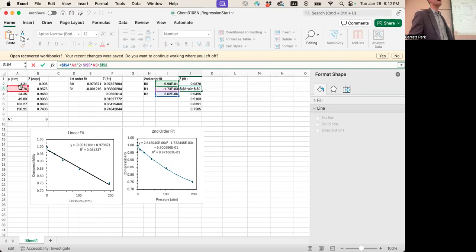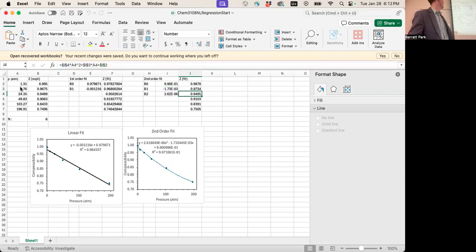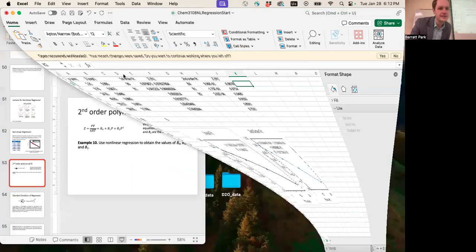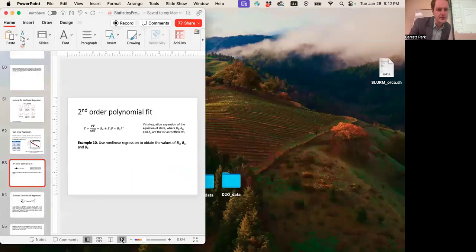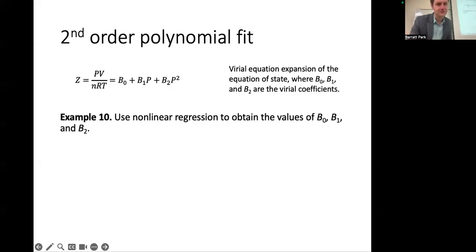So now I'm calculating the compressibility for each different pressure measurement. Okay, and you can see these values are in pretty good agreement with these values. So it looks like we did it correctly. It makes sense. Okay, so that was example 10. Let me quickly minimize this and I'll go back to the PowerPoint.